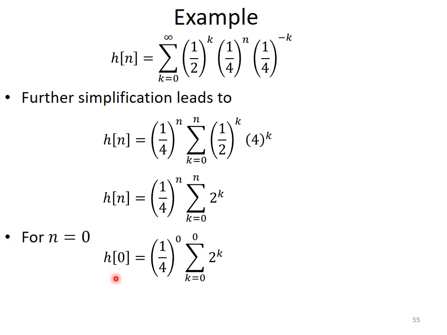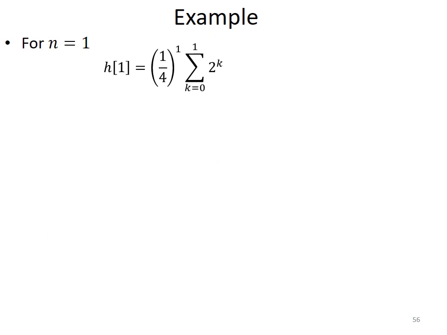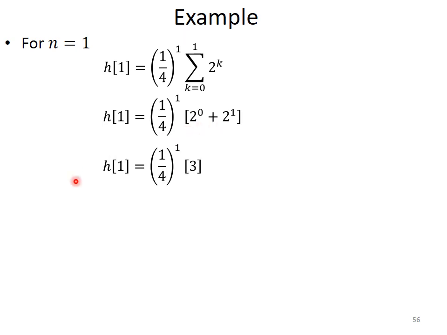For n equal to 0, h of 0 would be 1 upon 4 power 0 and k equal to 0 to 0, which is equal to 2 power 0. So similarly we can compute the value of h of n for different values of n. For example, when n is equal to 1, h of 1 would be equal to 1 upon 4 power 1, summation k equal to 0 to 1 of 2 power k, and it can be written as 1 upon 4 multiplied by 2 power 0 plus 2 power 1.